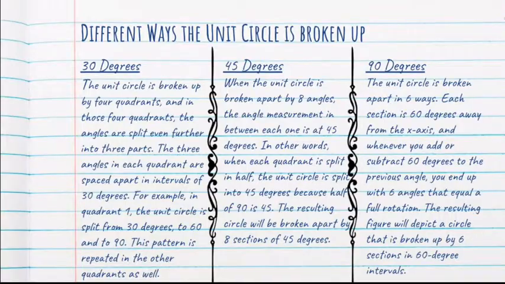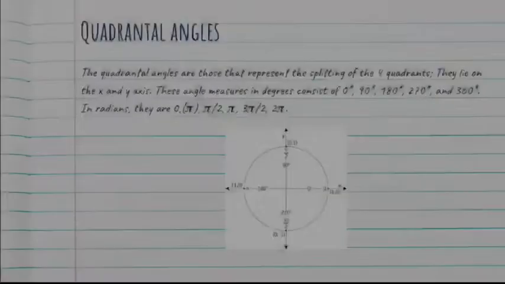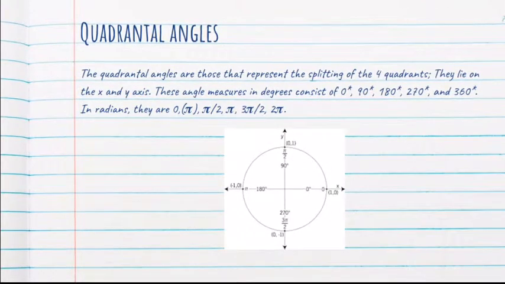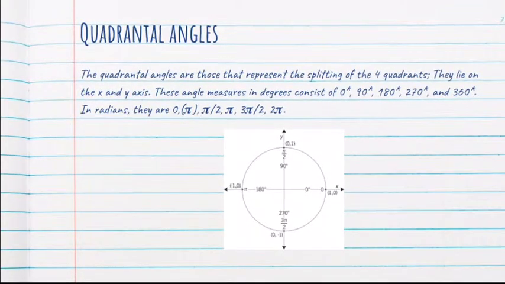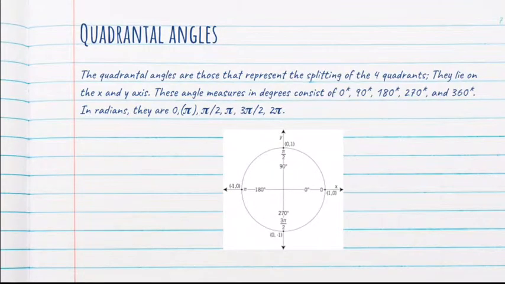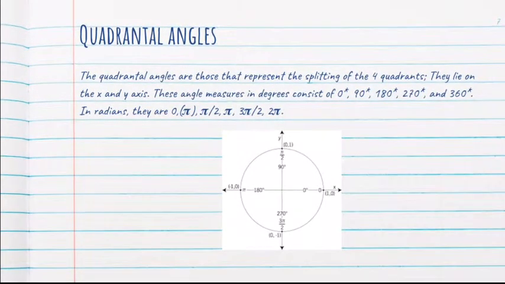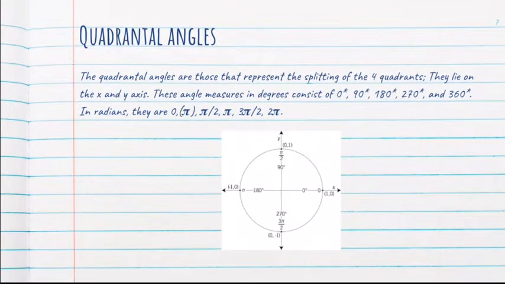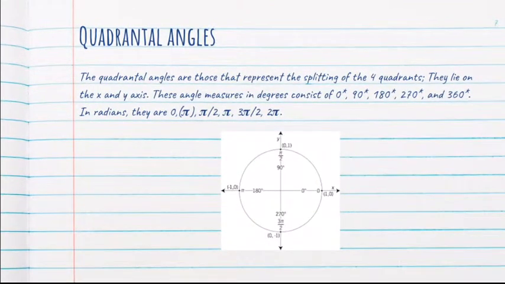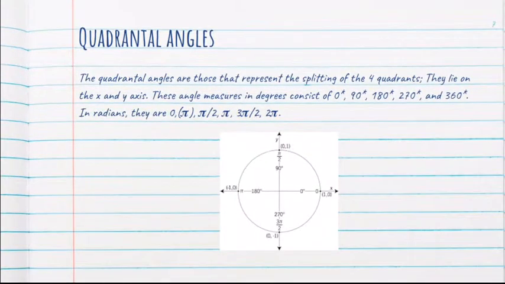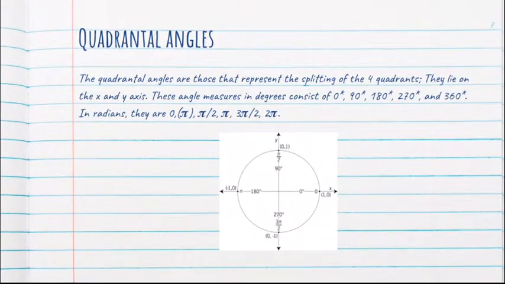Quadrantal angles. The quadrantal angles are those that represent the splitting of the four quadrants. They lie on the x and y axes. These angle measures in degrees consist of 0 degrees, 90 degrees, 180 degrees, 270 degrees, and 360 degrees. In radians, they are 0 or 0 pi radians, pi over 2 radians, pi radians, 3 pi over 2 radians, or 2 pi radians.